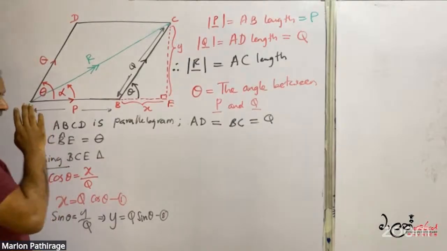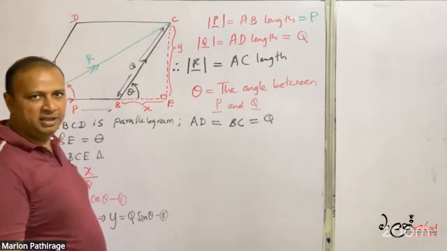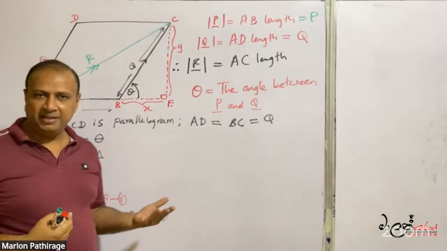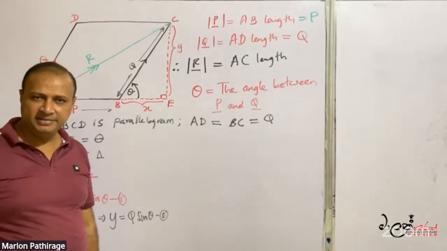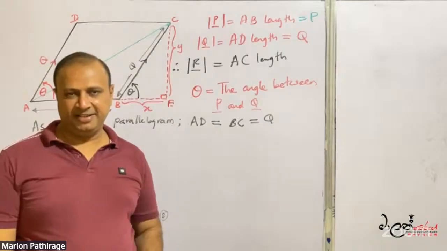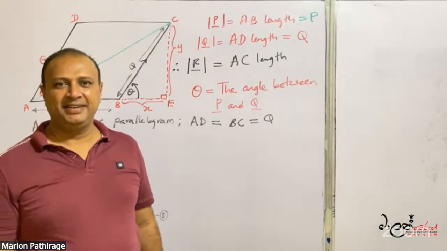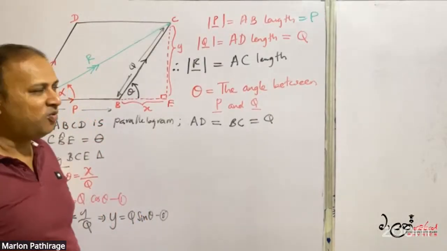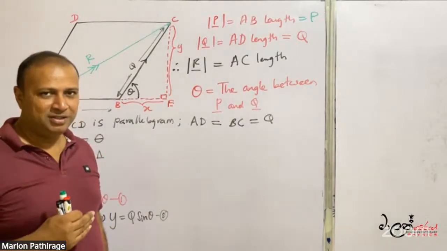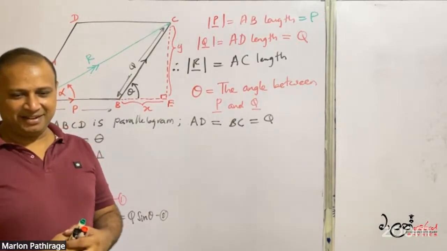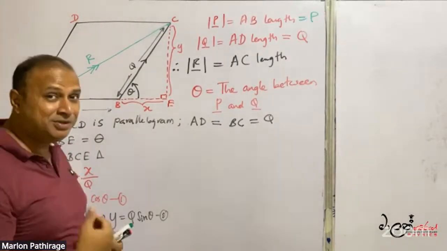Then look at this one. You need to determine AC length. So if we can build a right angle triangle with AC side, then we can easily determine AC length. Now tell me, what is the right angle triangle that can be used to determine AC?